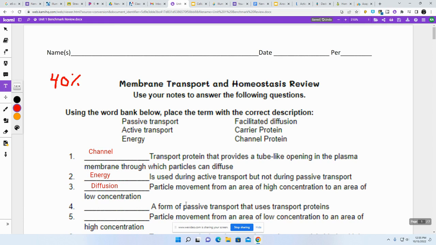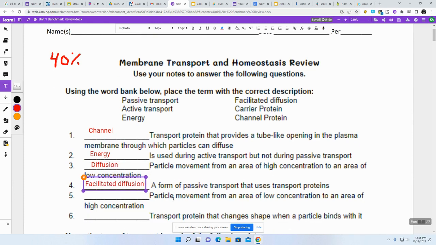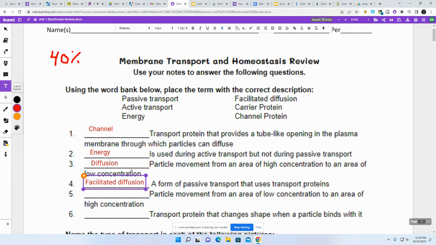Number 4, a form of passive transport that uses transport proteins. Anytime it's passive transport and it requires a protein, that is facilitated diffusion. Facilitated diffusion, movement of molecules from high to low, but it requires a protein channel, where simple diffusion does not. It can go straight through anywhere in the cell membrane through the phospholipid bilayer.